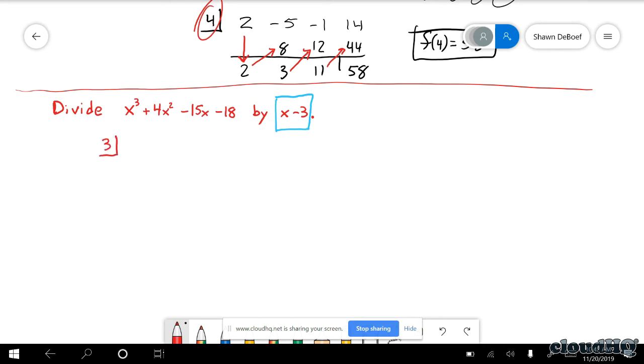This is when I switch the sign. I didn't have to switch the sign on the synthetic substitution because it didn't give me something that was linear. It said f of 4. This is not f of 4. This is saying x minus 3. This is when I switch the sign. I was not missing any terms.